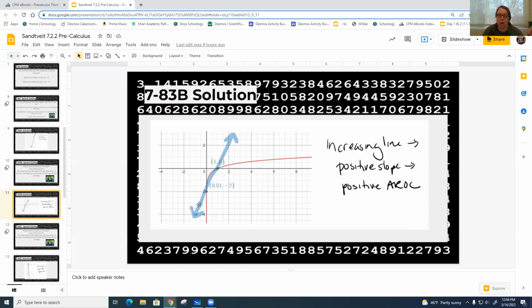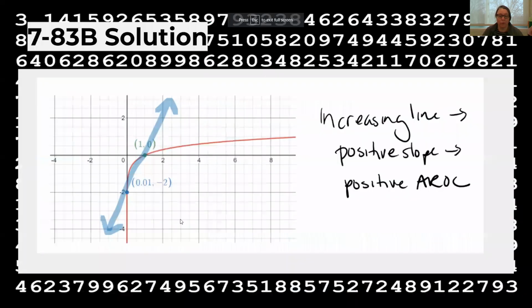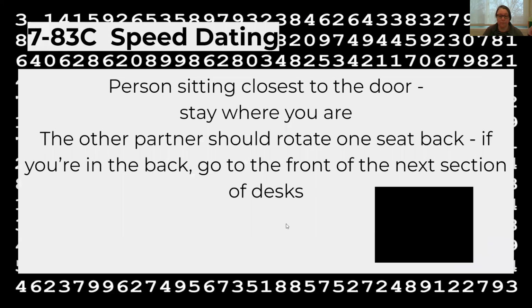Okay, so the next one is a log. So here's my log graph. Here are my two values between which I'm trying to say what my average rate of change is. If I drew the secant line in, it's increasing. That means the average rate of change would be positive. So these answers are asking, is it positive or negative? Your answer should be either positive or negative, not increasing or decreasing.